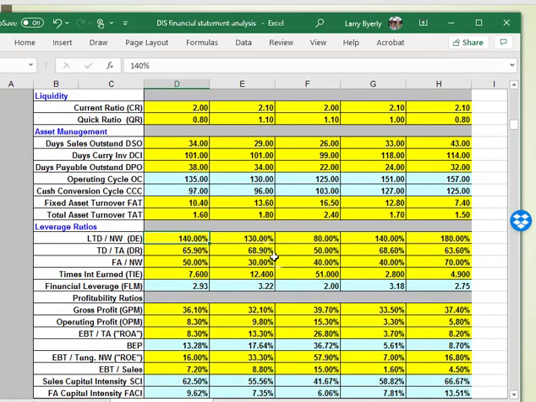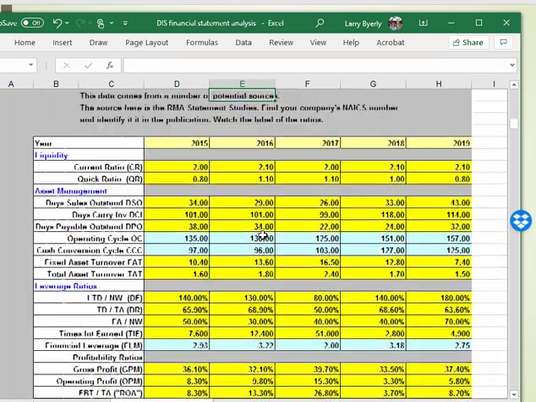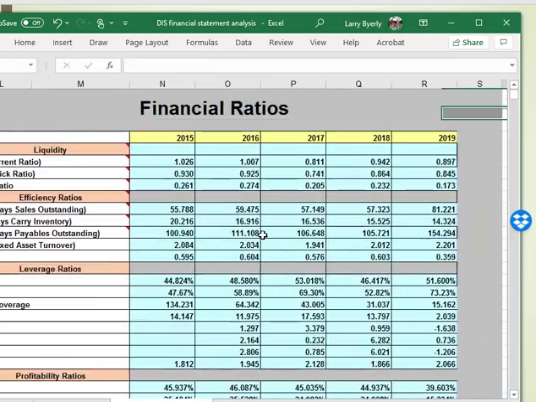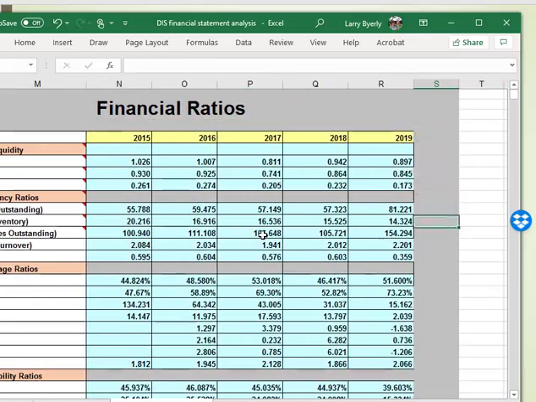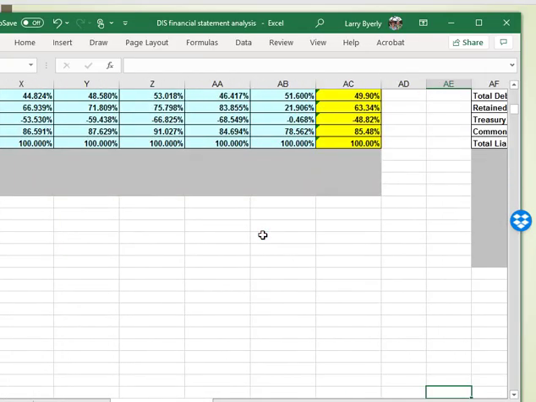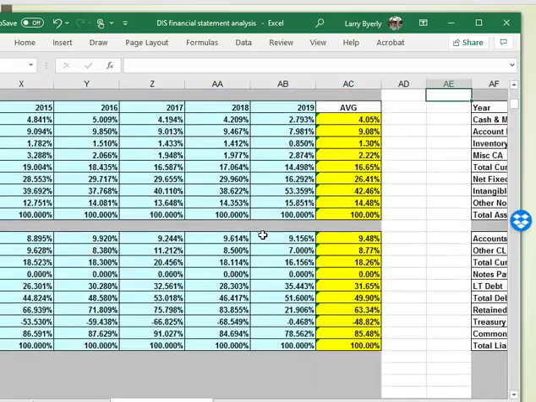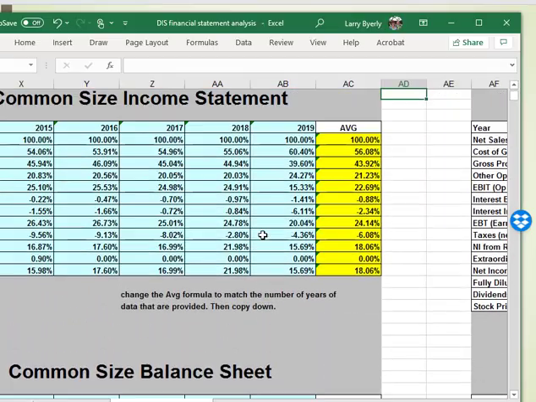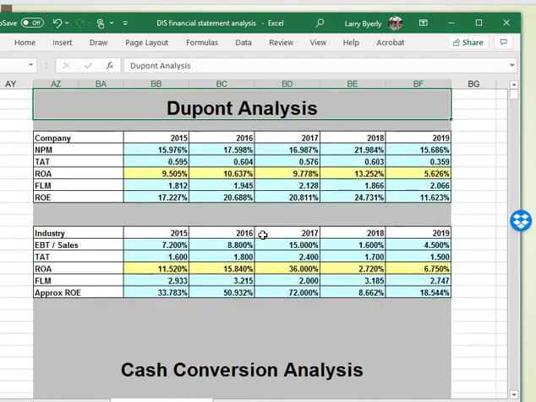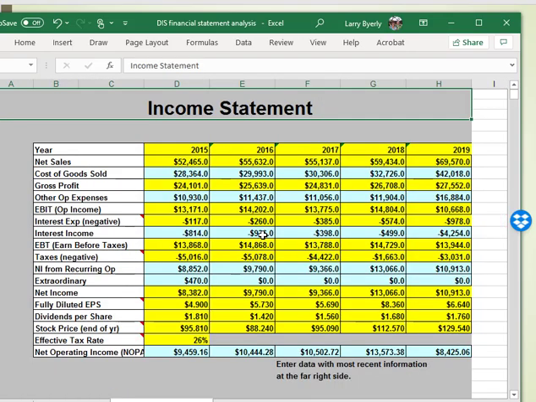But again, once you have input the data, most of your work for this spreadsheet is done. All of the ratios we're going to use are calculated for you. There's all this data here with averages, right? We have all these different ways to analyze what's going on inside a company. There's just a tremendous amount of data.